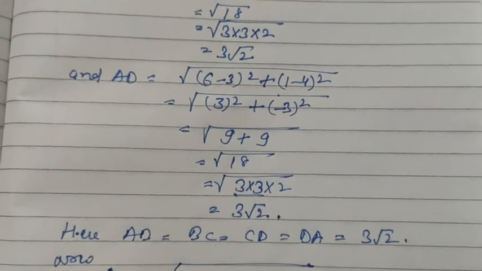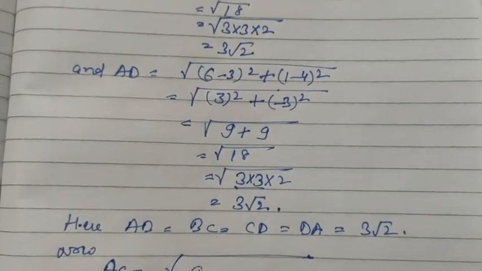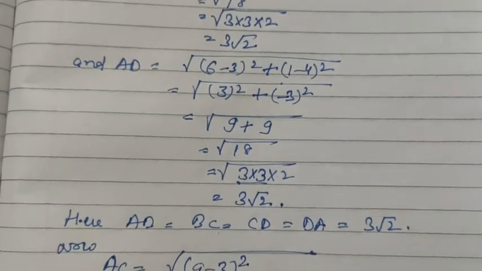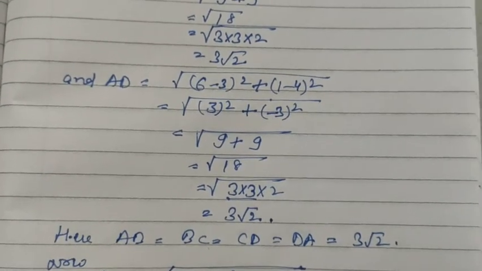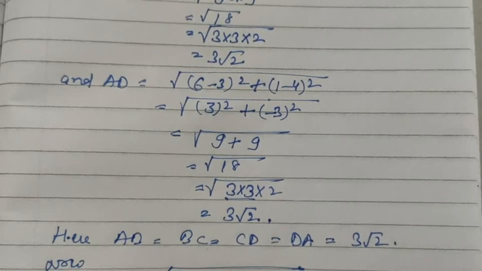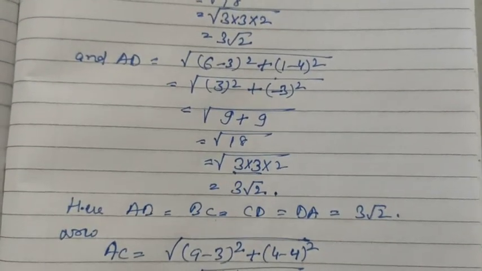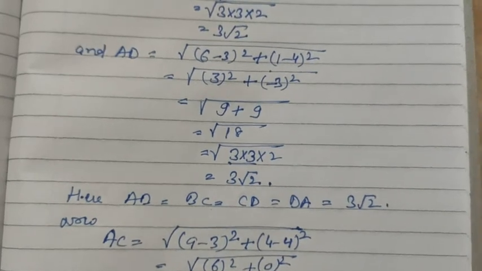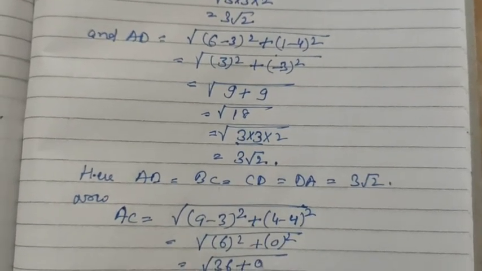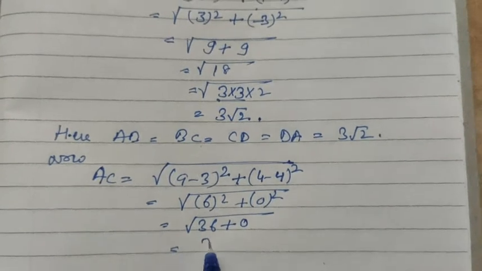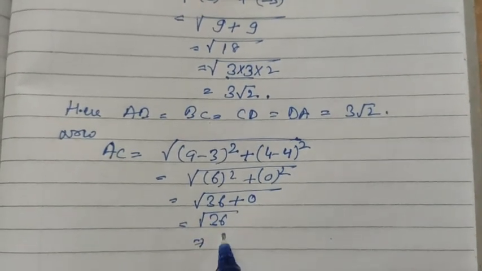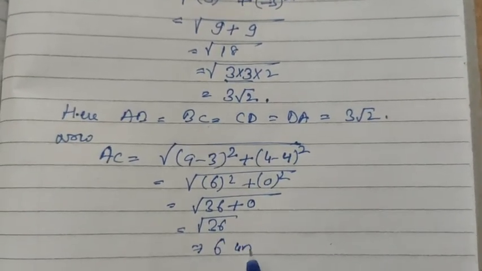So AC we have (9 minus 3) square plus (4 minus 4) square. So this will be 9 minus 3 becomes 6 square plus 0 square. This will be 36 plus 0. So this becomes 36, and square root of 36 becomes 6 units. So we have AC as 6 units.